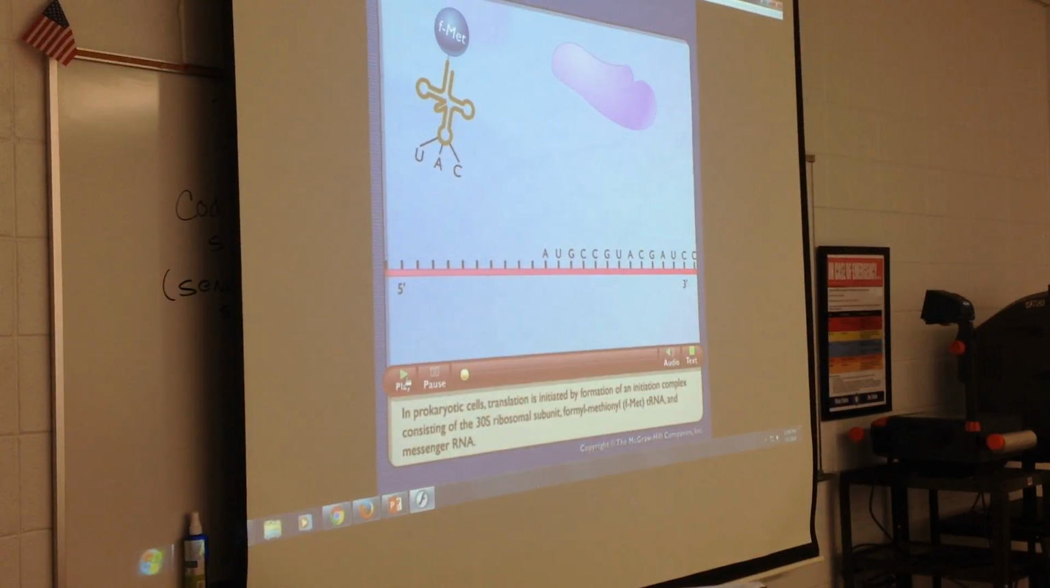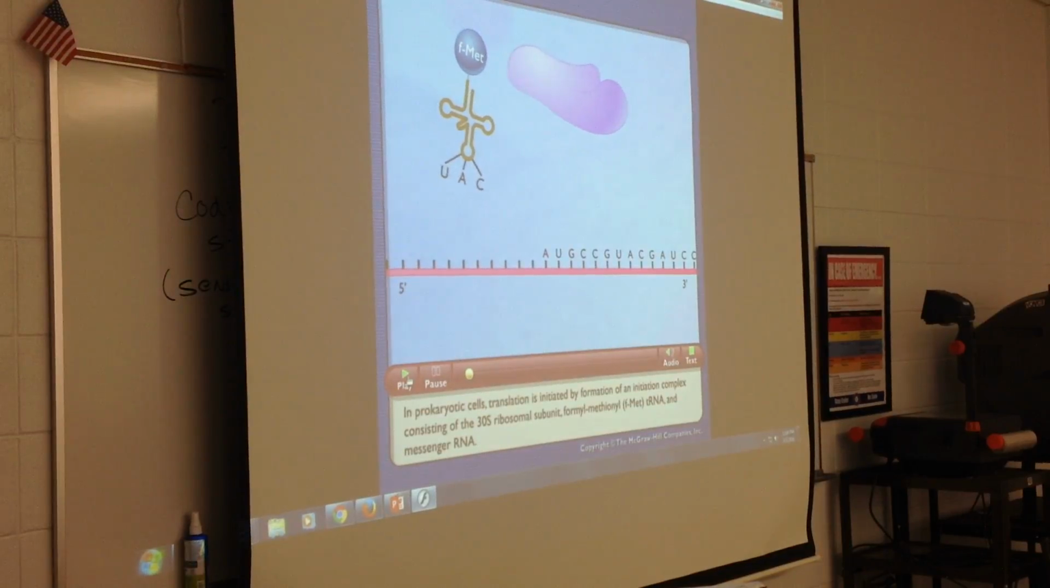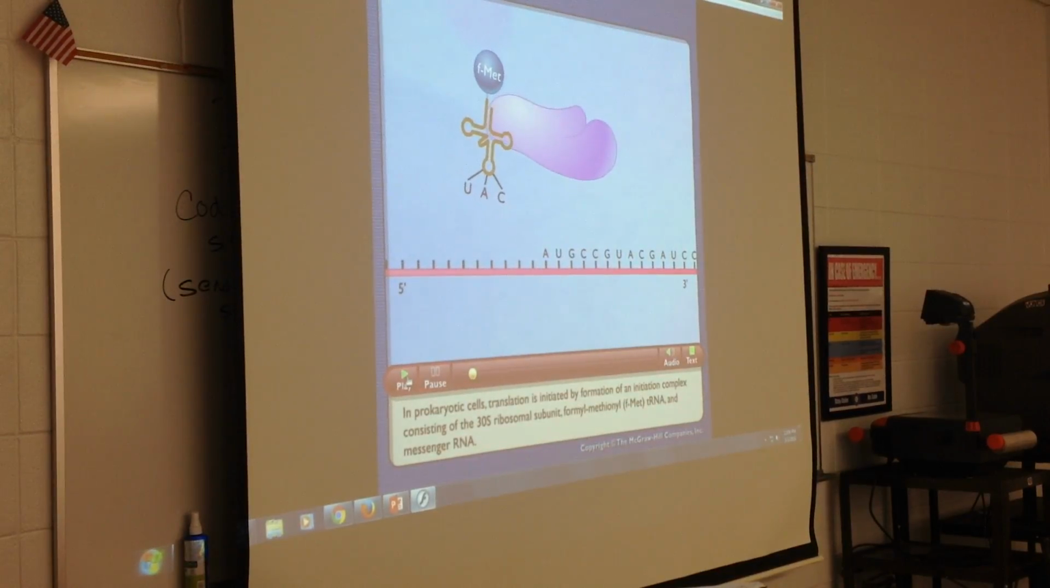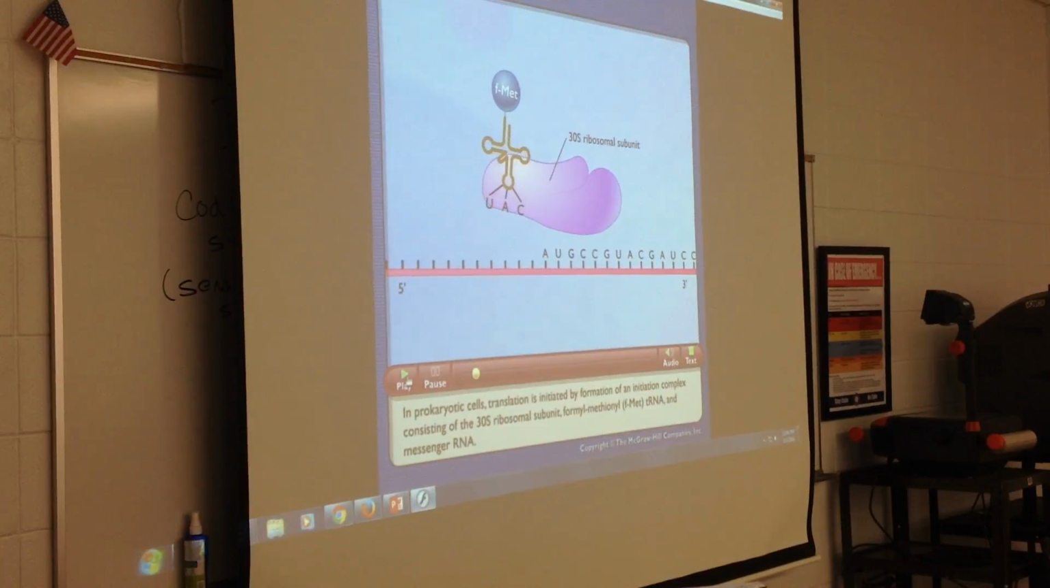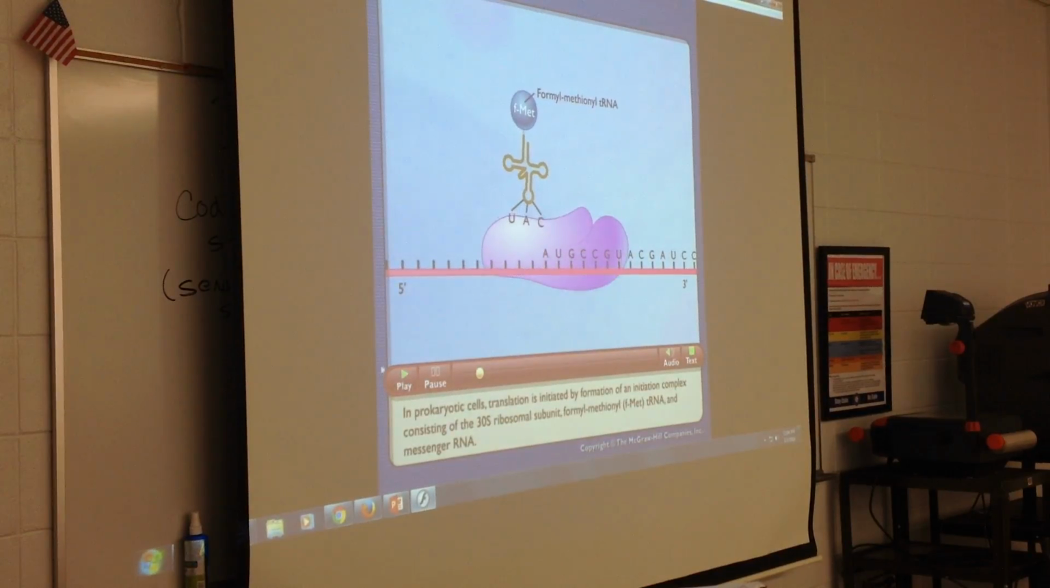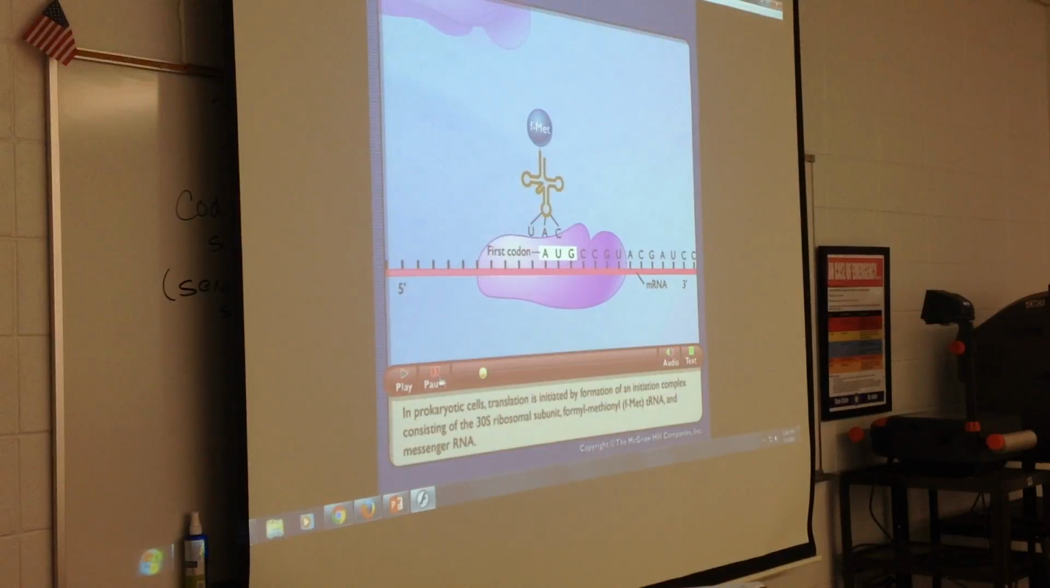In prokaryotic cells, translation is initiated by formation of an initiation complex consisting of the 30S ribosomal subunit, formyl methionine tRNA, and messenger RNA. Now, remember, in a eukaryotic cell, what is the smaller subunit of the ribosome? What was its sedimentation constant? 40S. And the bigger one was 60S, so you just kind of have to make that substitution as we go along here.